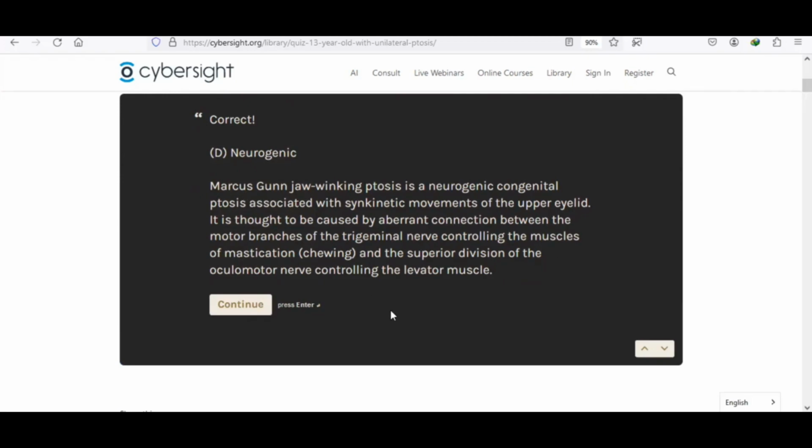Marcus Gunn jaw winking ptosis is a neurogenic congenital ptosis associated with synkinetic movement of the upper eyelid. It is thought to be caused by an aberrant connection between the motor branches of the trigeminal nerve controlling the muscles of mastication, that is chewing, and the superior division of the oculomotor nerve controlling the levator muscle.